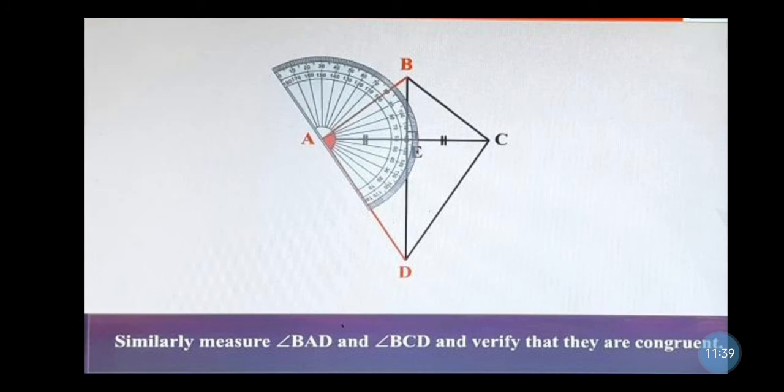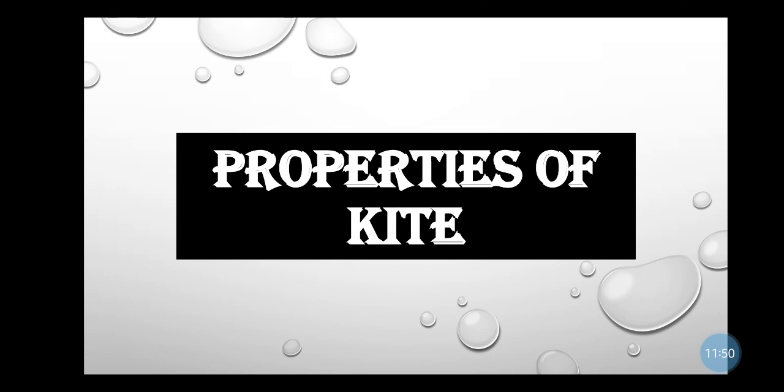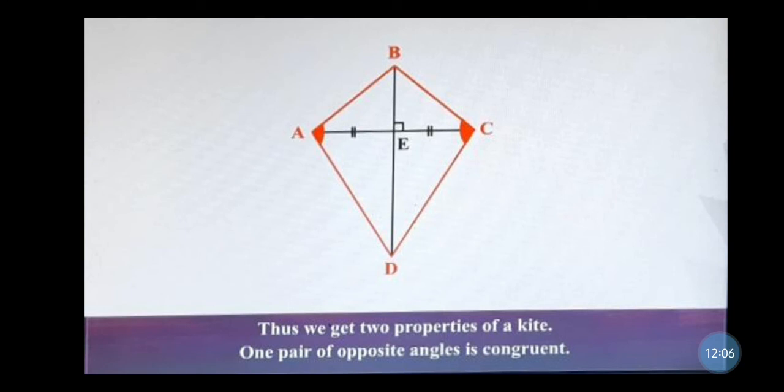Similarly, you will measure angle BAD and angle BCD. When you measure them, you will find that they both are congruent. Now, properties of kite. We get two properties: two pairs of adjacent sides are congruent, that is AB is congruent to BC and AD is congruent to CD. And one pair of opposite angles is congruent, that is angle A is equal to angle C, or you can say angle BAD is equal to angle BCD.